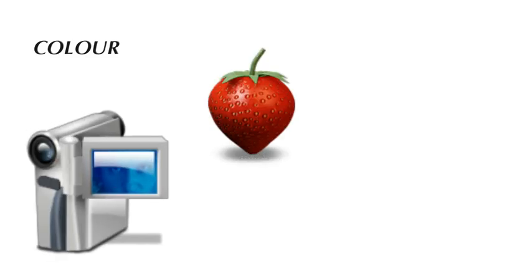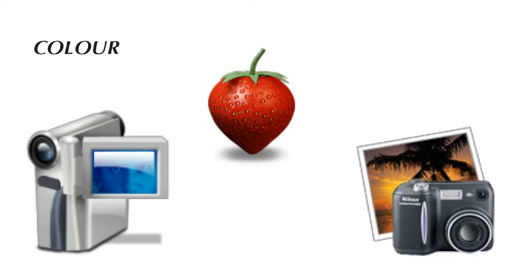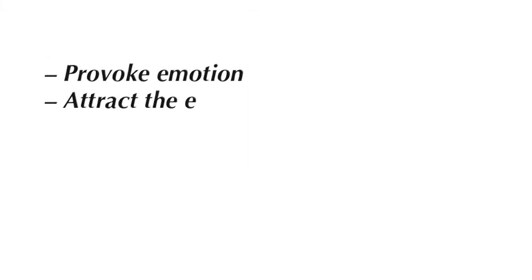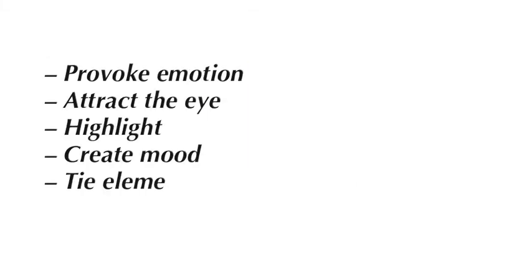Color is a very important part of art. It's important in video making, it's important in painting, it's also very important in graphic design. Color can be used in different forms to provoke emotions, to attract the eyes, to highlight, to create a mood, to tie elements together. There are different forms of usage of colors.